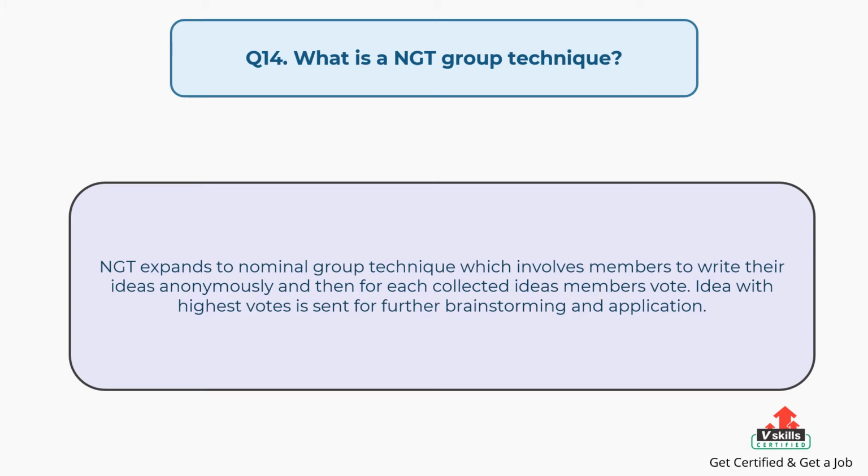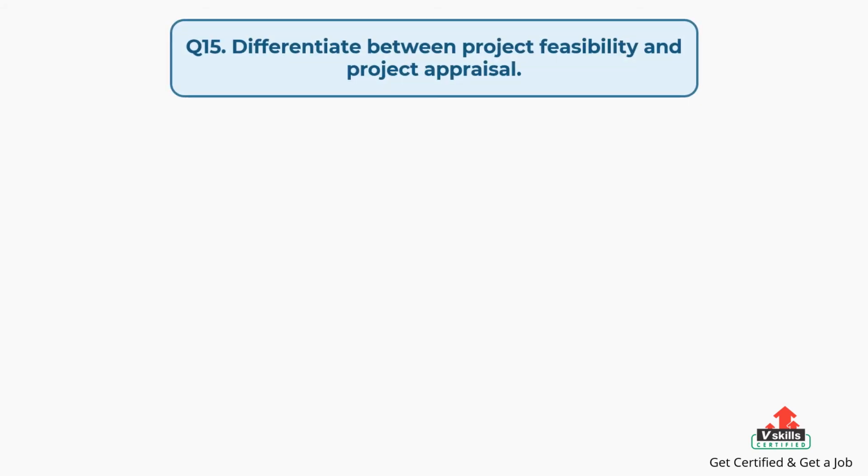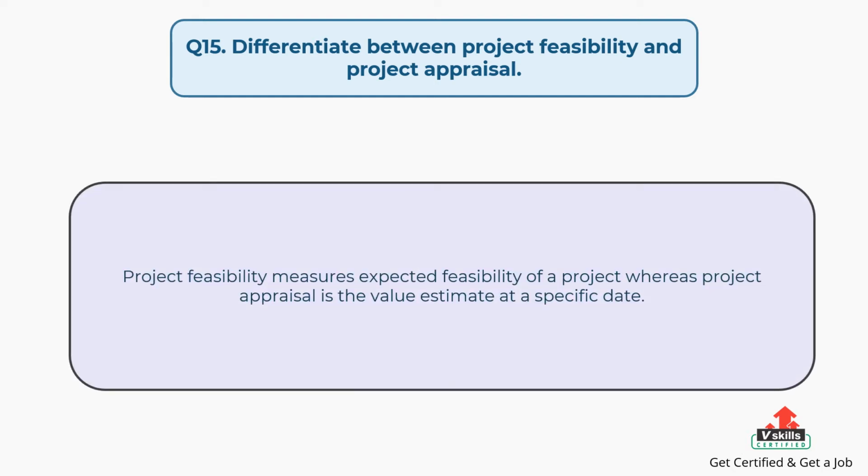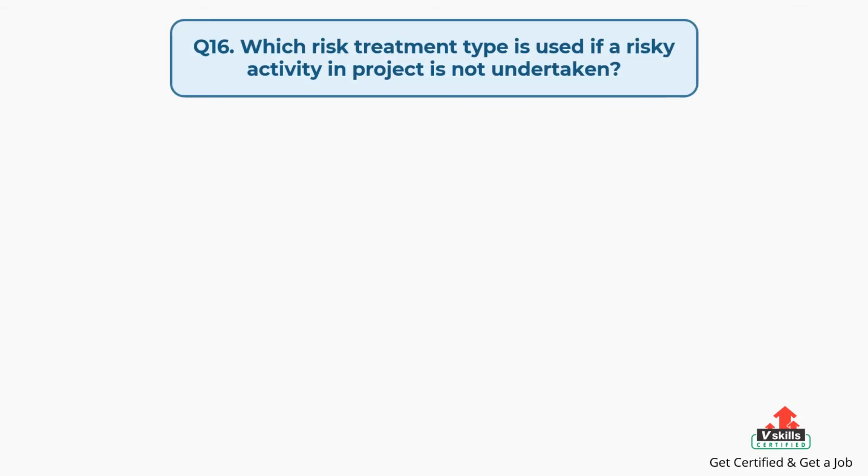Idea with highest votes is sent for further brainstorming and application. Question number 15. Differentiate between project feasibility and project appraisal. The answer is, project feasibility measures expected feasibility of a project, whereas project appraisal is the value estimate at a specific date.